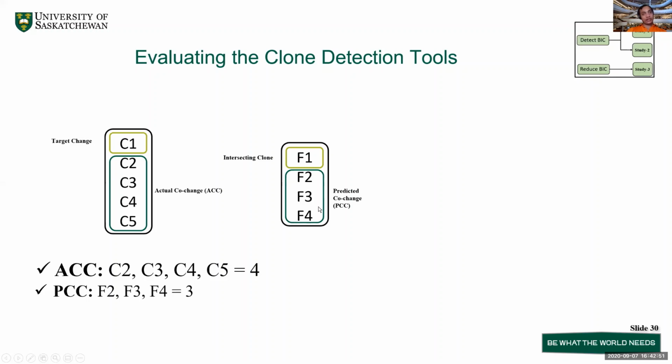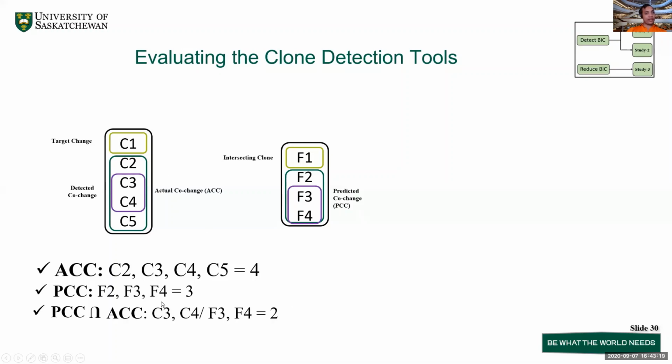Here I predict the result: 3 clone fragments as a co-change. Now which fragments intersect with the actual co-change? We find that F3 and F4 intersect with the actual 2 co-changes, which means this detailed prediction is correct, and we failed to predict the other co-changes.